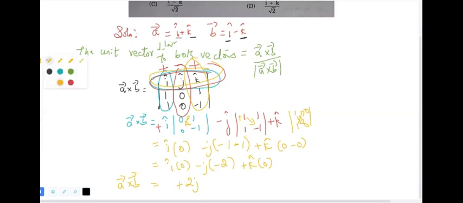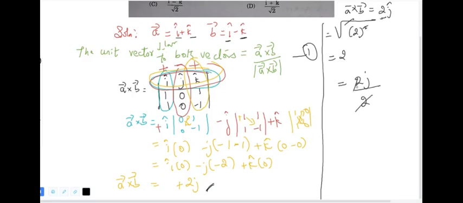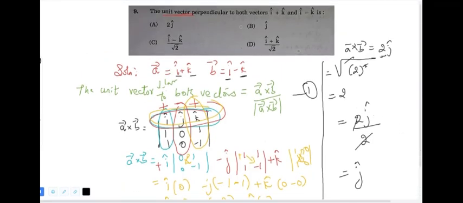Now we need to find the magnitude of the given a cross b vector. What will be the magnitude of a cross b? That will be root of whatever value we got for a cross b, we got the answer as 2j. So we take this and find the square of that, 2 squared. Square and root get cancelled. The answer will be 2. So substituting in equation 1, we get 2j by 2. 2 and 2 will get cancelled. The answer will be j. That is option B.